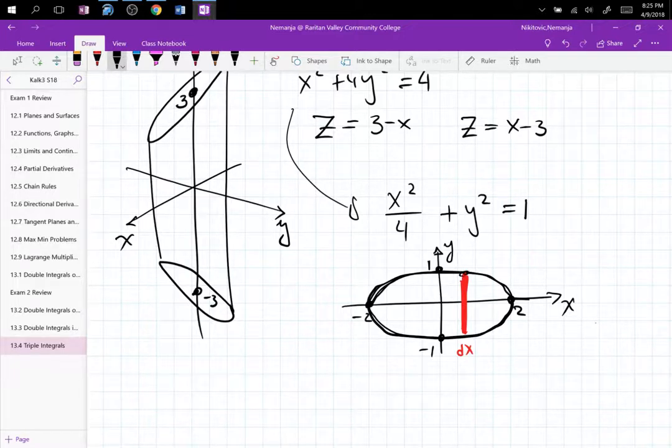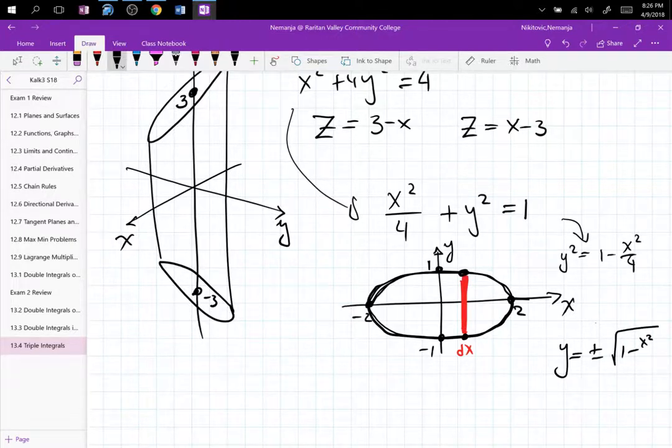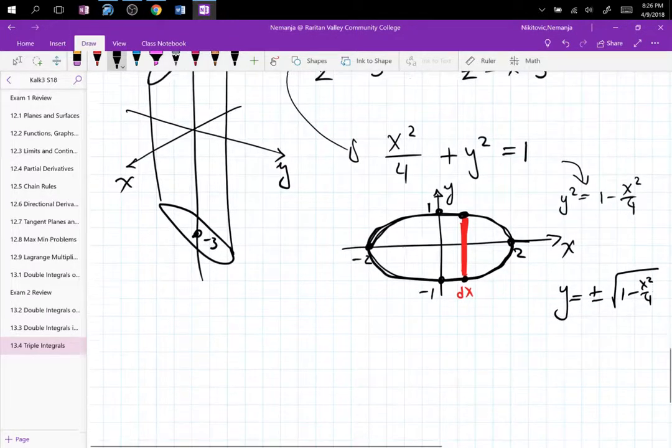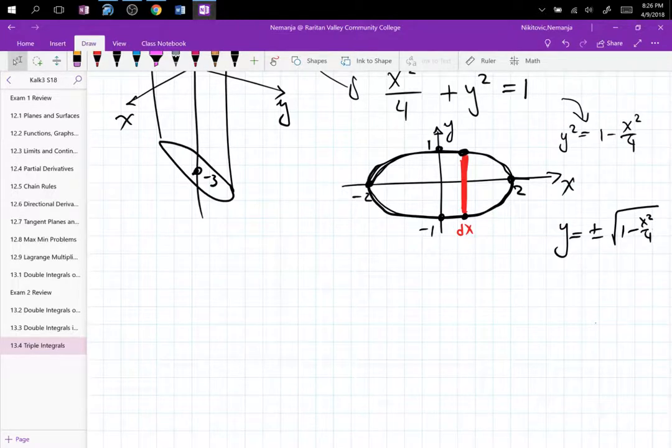Now, what's happening at the endpoints over here for dy? We have to solve this function for y. So y squared is equal to 1 minus x squared over 4, from where y is equal to plus or minus the square root of 1 minus x squared over 4, plus for the top, minus for the bottom. So what do we have?